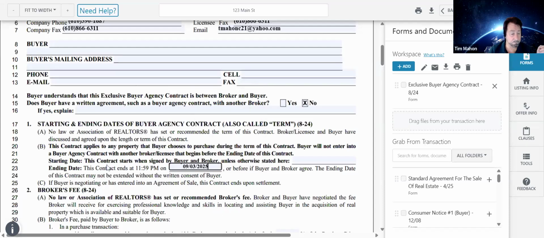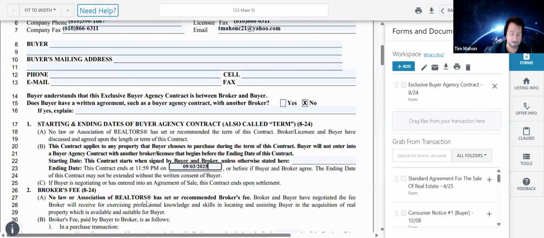Okay. Nothing needs to be filled out here because this contract starts when signed, unless otherwise stated here. Well, it's going to be when it's signed, but I do put an ending date in there. Some people feel better using 6 months. I know when I list properties, I generally do a 6 month contract.